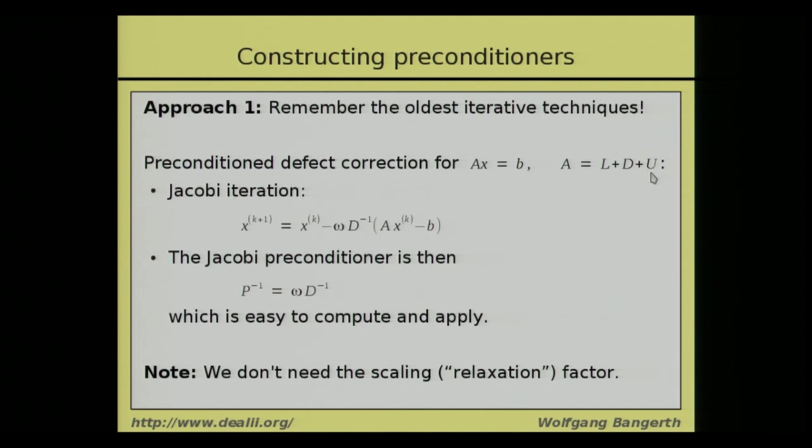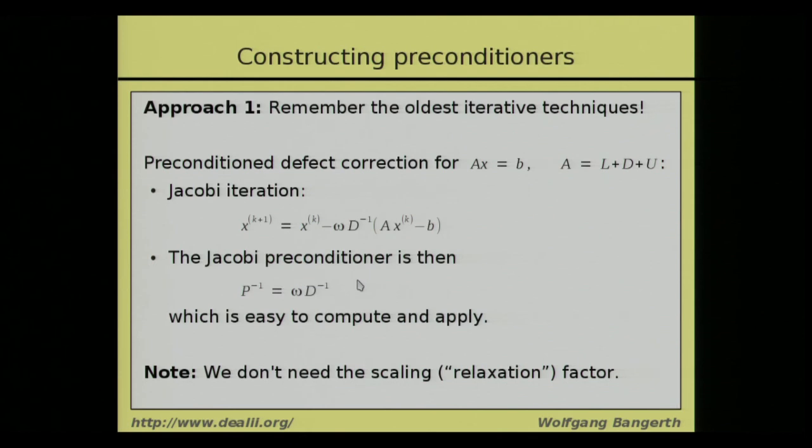So the simplest iterative method looks like this. My preconditioner is just going to be omega times D to the minus 1, and D is the diagonal of this matrix. And again, I can show that if this omega is small enough, this method is going to converge.